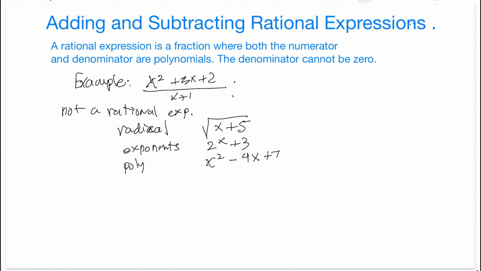And then like an absolute value equation. And this would be like the absolute value of x minus 3 plus 2. So these are all examples of not a rational expression. All right, so let's do some examples.